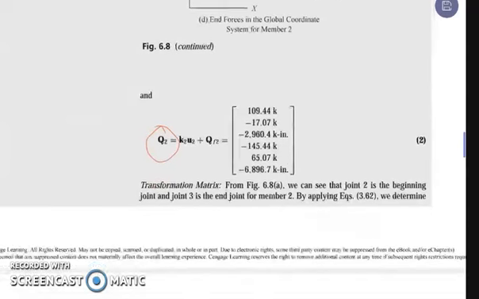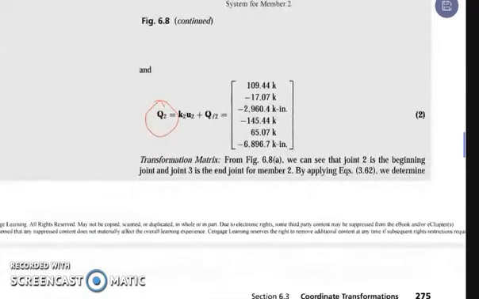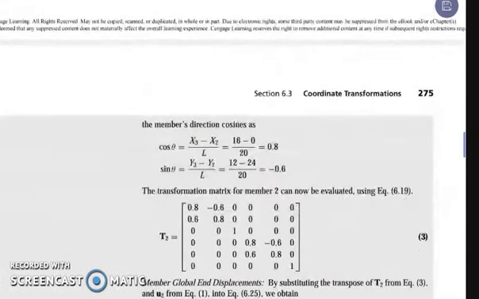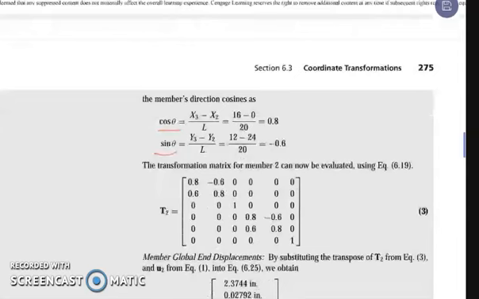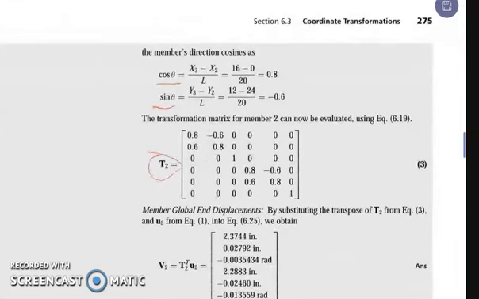Now we are going to compute the member end forces and member end displacements in the global coordinate system. Which means that we have to identify the value of cosine theta and sine theta for member 2, using the equations that we have learned in plane truss. So for this one, we have a value of 0.8 for cosine theta, and sine theta is negative 0.6. Substituting this cosine theta and sine theta into our transformation formula, this is now the value of our transformation matrix for member 2.